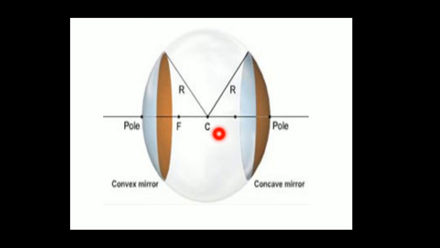A sphere has a center. From the center to the surface, that distance is called the radius. Either this side or the bottom side, any place you draw, the distance is called the radius.